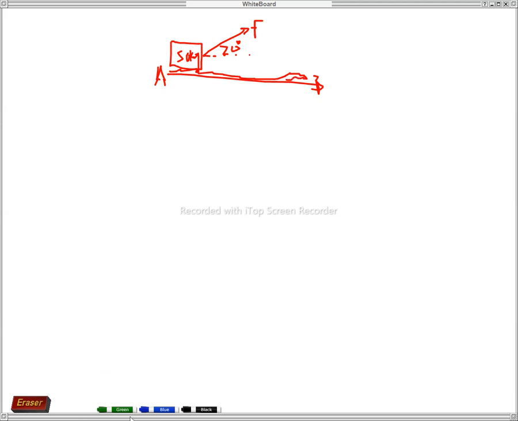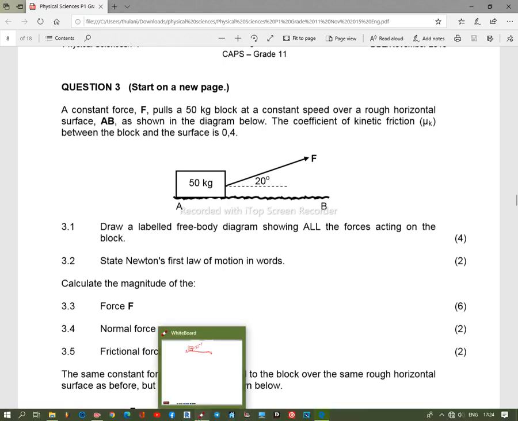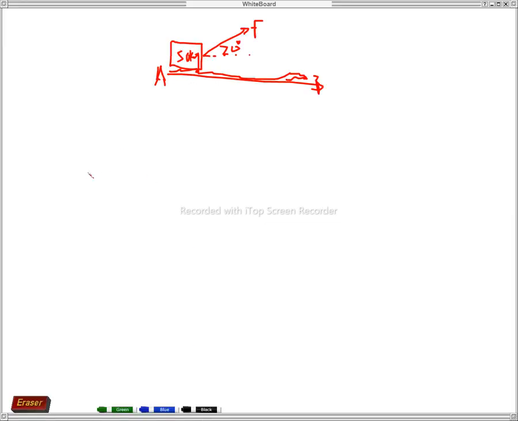So therefore, let's just go back. They want a labeled free body diagram, so it's easy on the horizontal. For a free body diagram, let me just start with a dot here. I like to draw a bigger dot so that my forces can be clear when I draw my free body diagram. So I'll just start with the normal force.